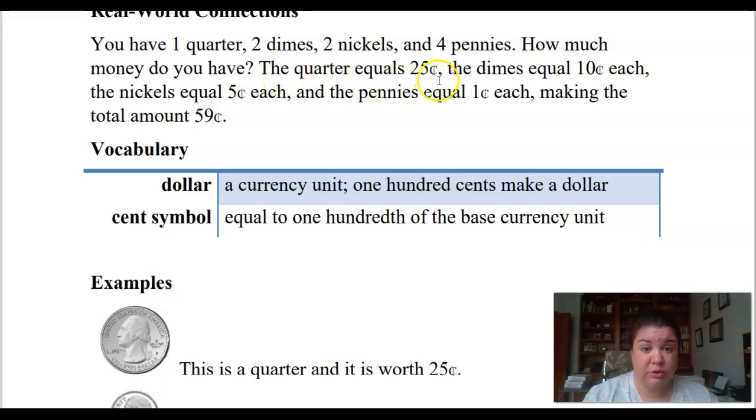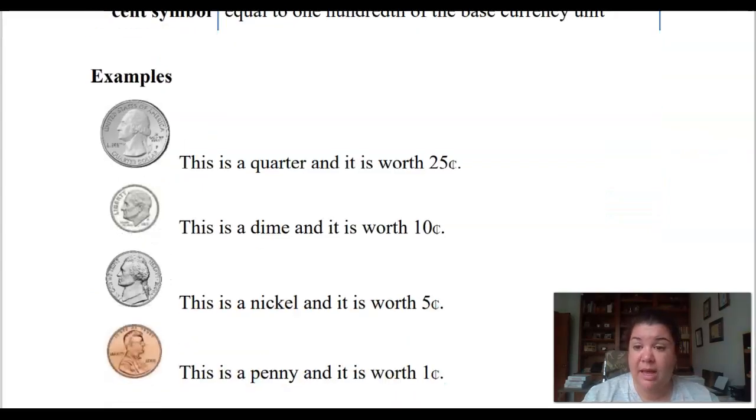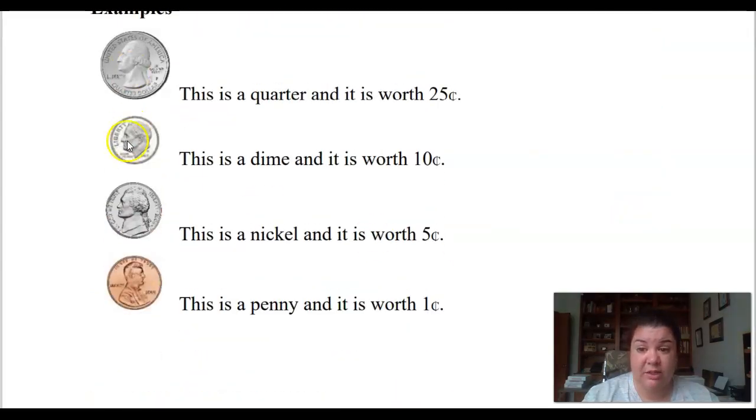Well, the quarter equals 25 cents. That's the cent symbol. The dimes equal 10 cents each. The nickels equal 5 cents each. And the pennies equal 1 cent each, making the total amount 59 cents. So the cent sign is just a C with a line through the middle. Really easy stuff there. Sometimes you have fake coins that you can do math manipulatives with.